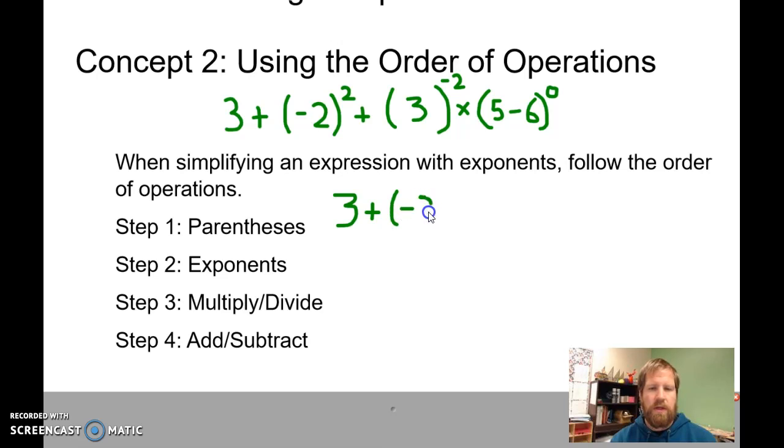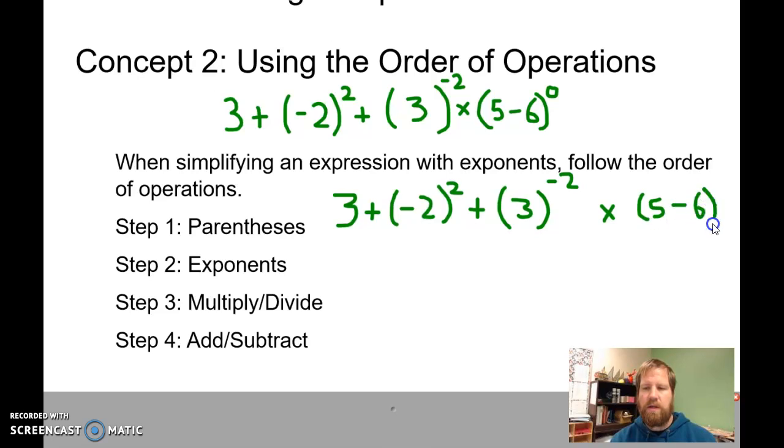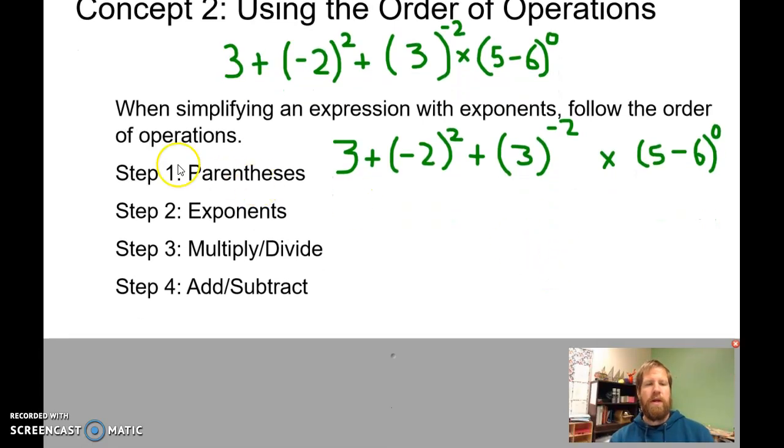3 plus inside parentheses, -2 squared plus 3 inside parentheses to the -2nd times 5 minus 6 to the 0. Okay. Now, first step is parentheses.